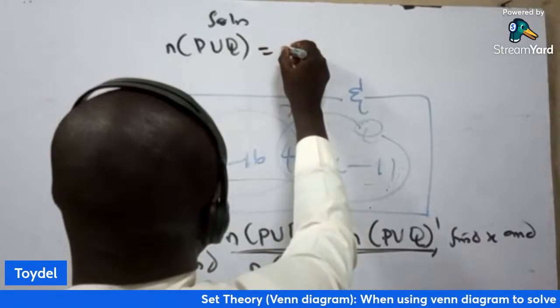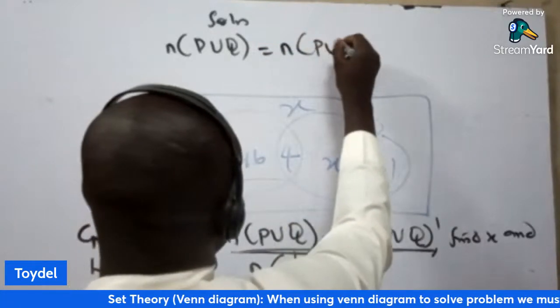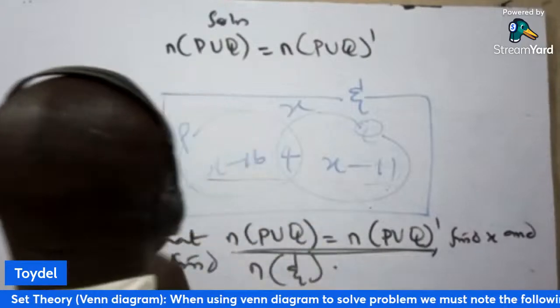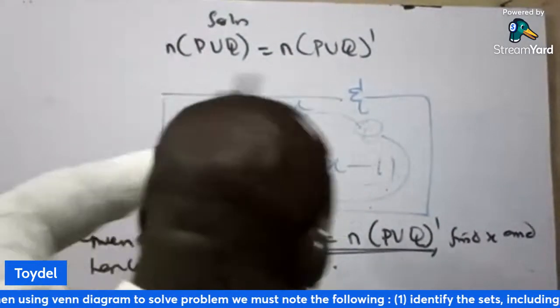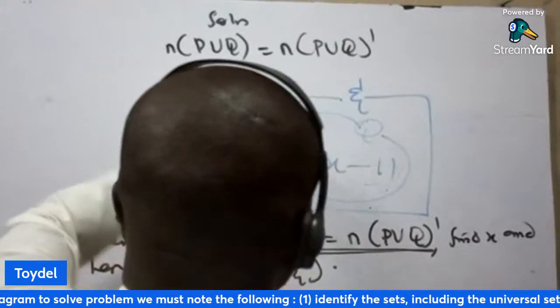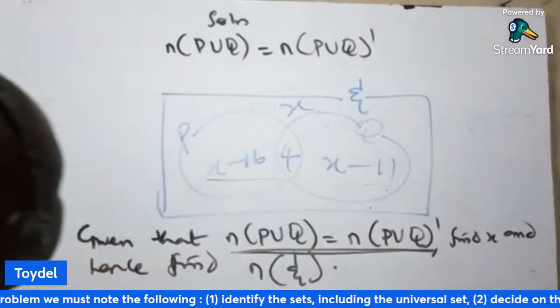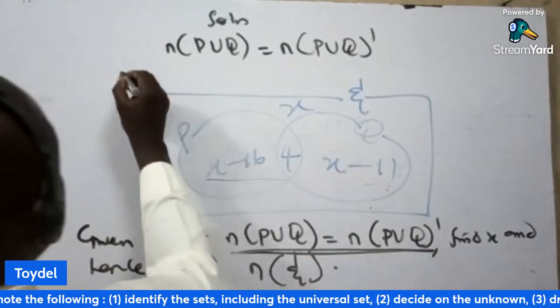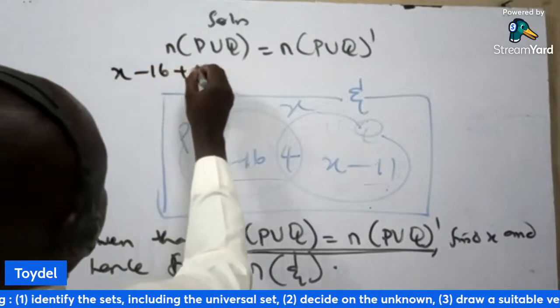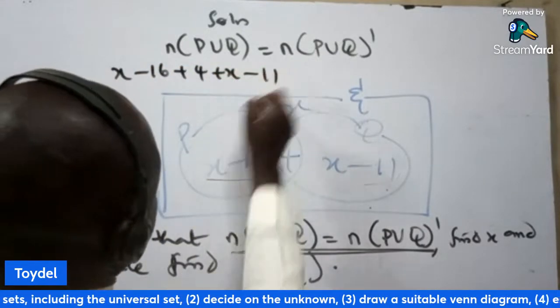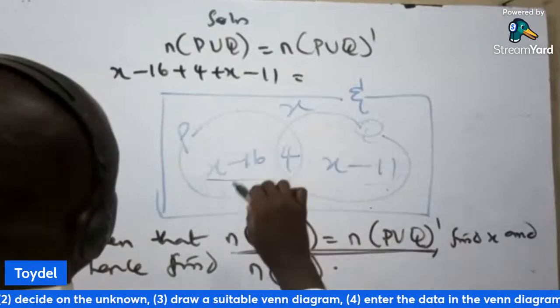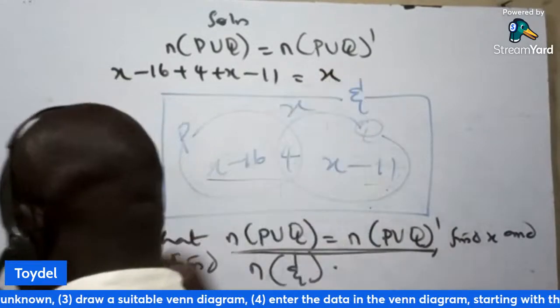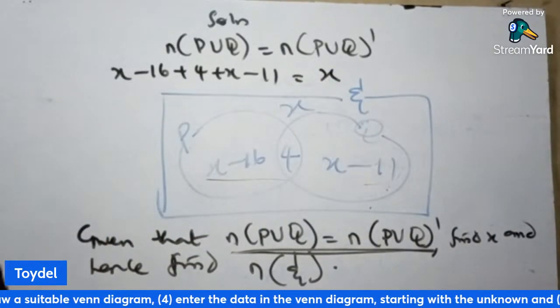And it's the same thing as the cardinality of P union Q complement. P union Q complement simply means everything inside the box but outside the two circles. That is the complement of P union Q. Then when we look at P union Q, what do we have there? We have x minus 16 plus 4 plus x minus 11, everything being equal to what we have outside P union Q, which is only x.